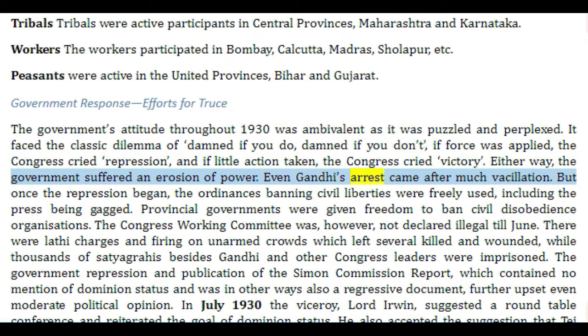Even Gandhi's arrest came after much vacillation. But once the repression began, the ordinances banning civil liberties were freely used, including the press being gagged. Provincial governments were given freedom to ban civil disobedience organizations. The Congress Working Committee was, however, not declared illegal till June. There were lathi charges and firing on unarmed crowds which left several killed and wounded, while thousands of satyagrahis besides Gandhi and other Congress leaders were imprisoned.